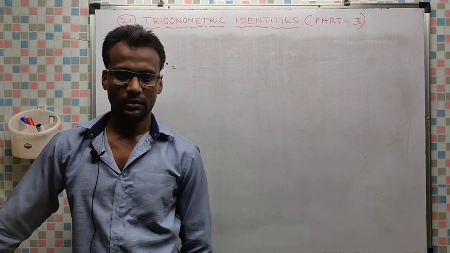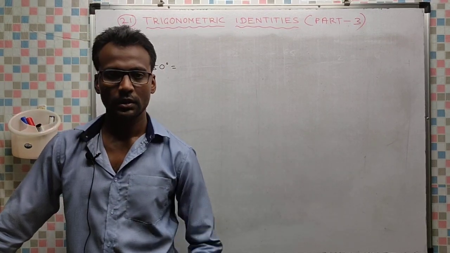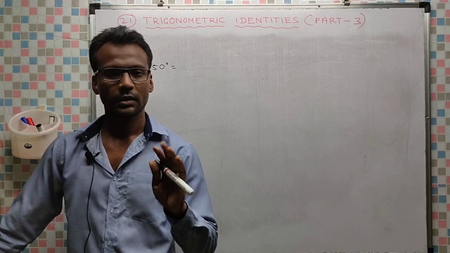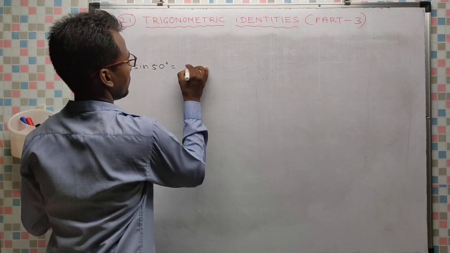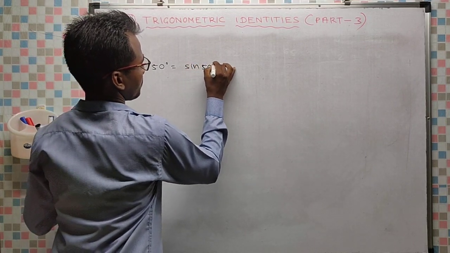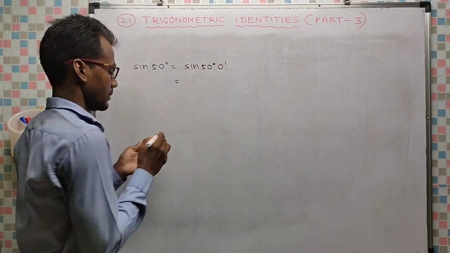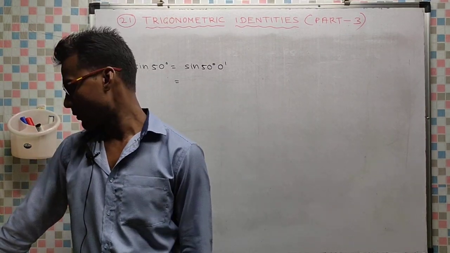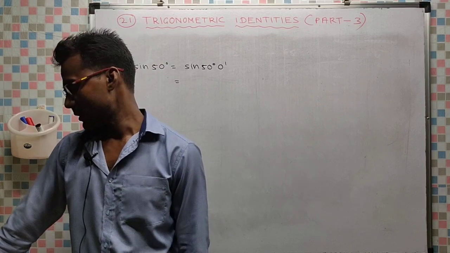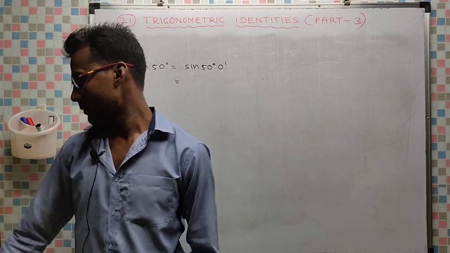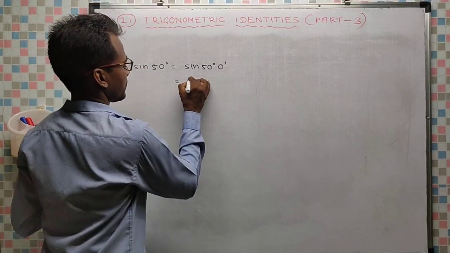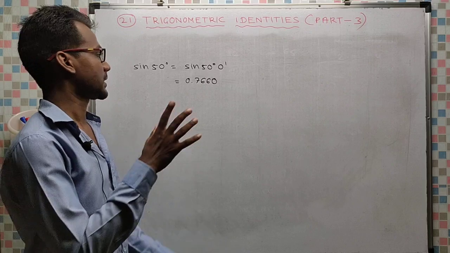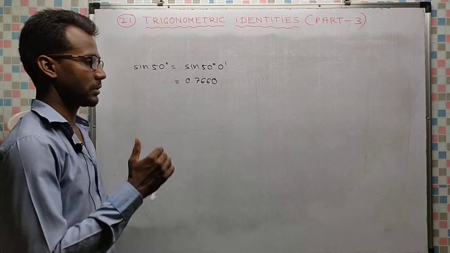Then move to 0 minute. 50 degree means 50 degree 0 minute. So sine 50 degree and 0 minute: if you look at it, the corresponding value is given in the table, 0.7660. So this is the value of sine 50 degree. Now let us move a little deeper.